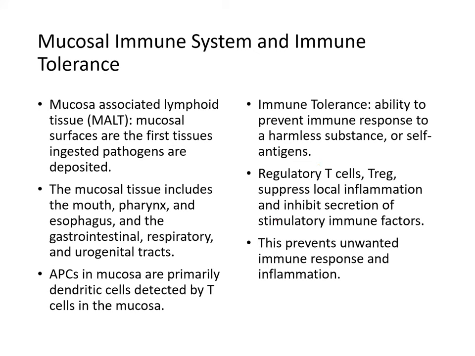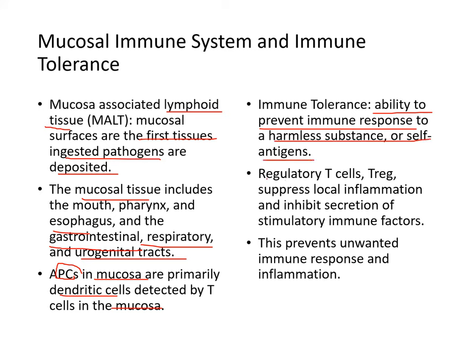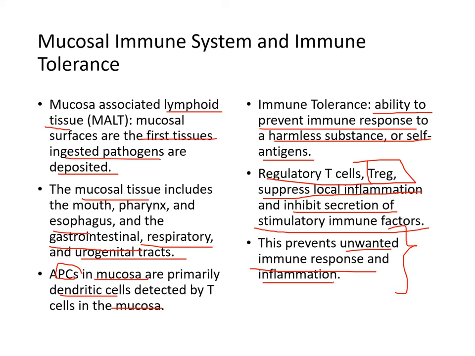Then there's the mucosal immune system and immune tolerance. Mucosa-associated lymphoid tissue. This is the first tissue that ingested pathogens are deposited on. So mucosal tissue includes things like mouth, pharynx, esophagus, gastrointestinal, respiratory, and urogenital tracts. And the antigen-presenting cells in mucosa are primarily dendritic cells detected by T cells in the mucosa. And the immune tolerance refers to ability to prevent the immune response to harmless substance like self-antigens. Regulatory T cells, Treg, call it, they suppress the local inflammation and inhibit the secretion of stimulatory immune factors. And this is what prevents the unwanted immune response and inflammation.